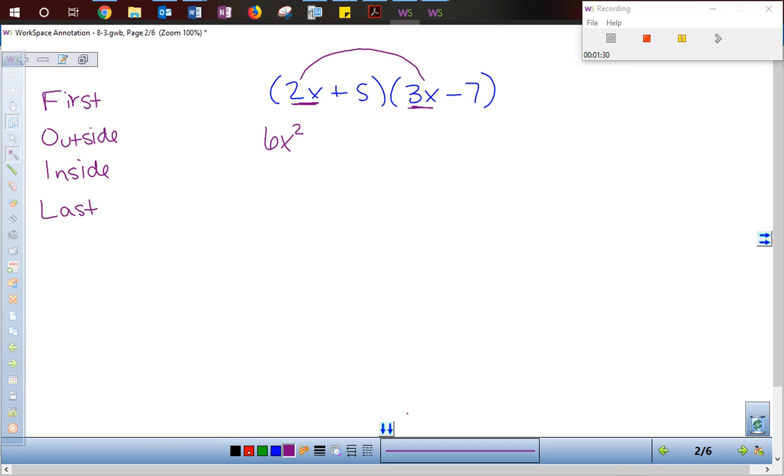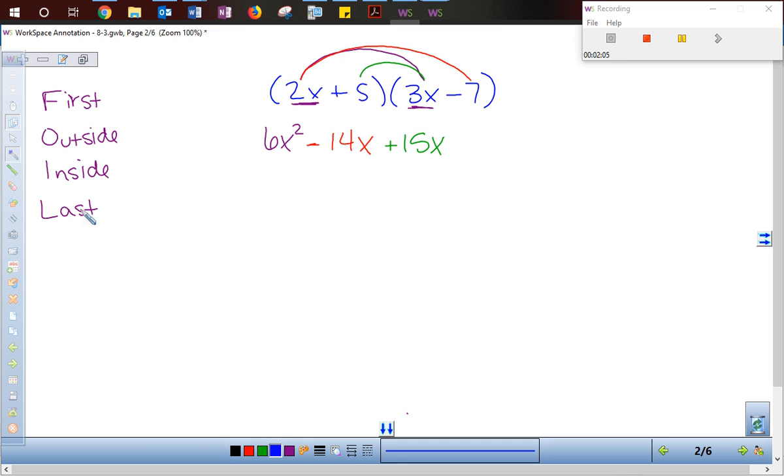O stands for outside. Now if you'll notice, I have 4 terms. One term starts us off and one term ends us. So those are the outside terms. They're on the outside of the 4 terms. So I'm going to multiply that 2x times the negative 7, and that's going to give me negative 14x. I stands for inside. Now inside are just the 2 terms that we didn't multiply together. So the inside terms would be 5 times 3x, which gives me 15x.